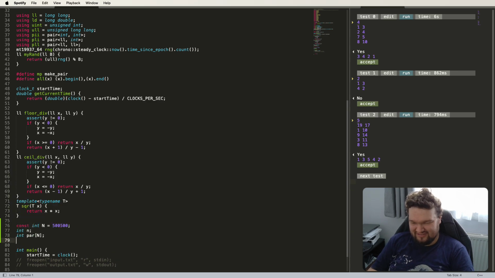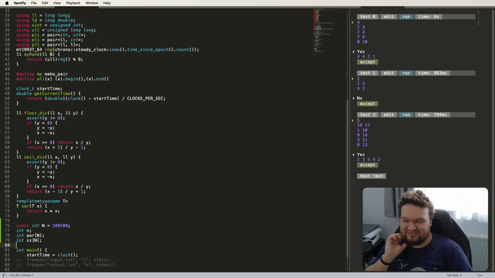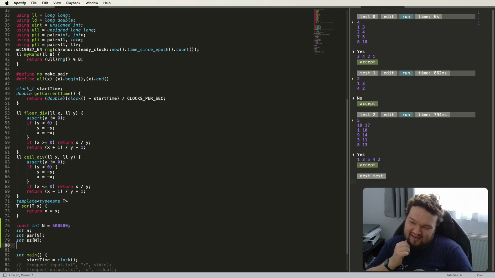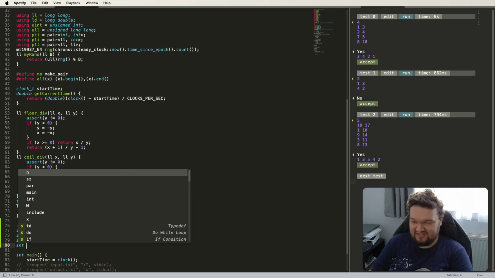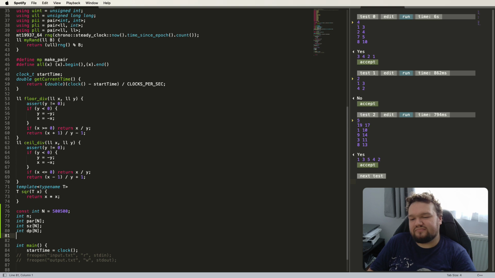So each vertex will have a parent, each vertex will have a size of its subtree, and also I'm interested in the, well, let's call it DP because it will be kind of DP. The maximum matching I can get in the subtree, and also I want for every vertex to know what is the largest sum.